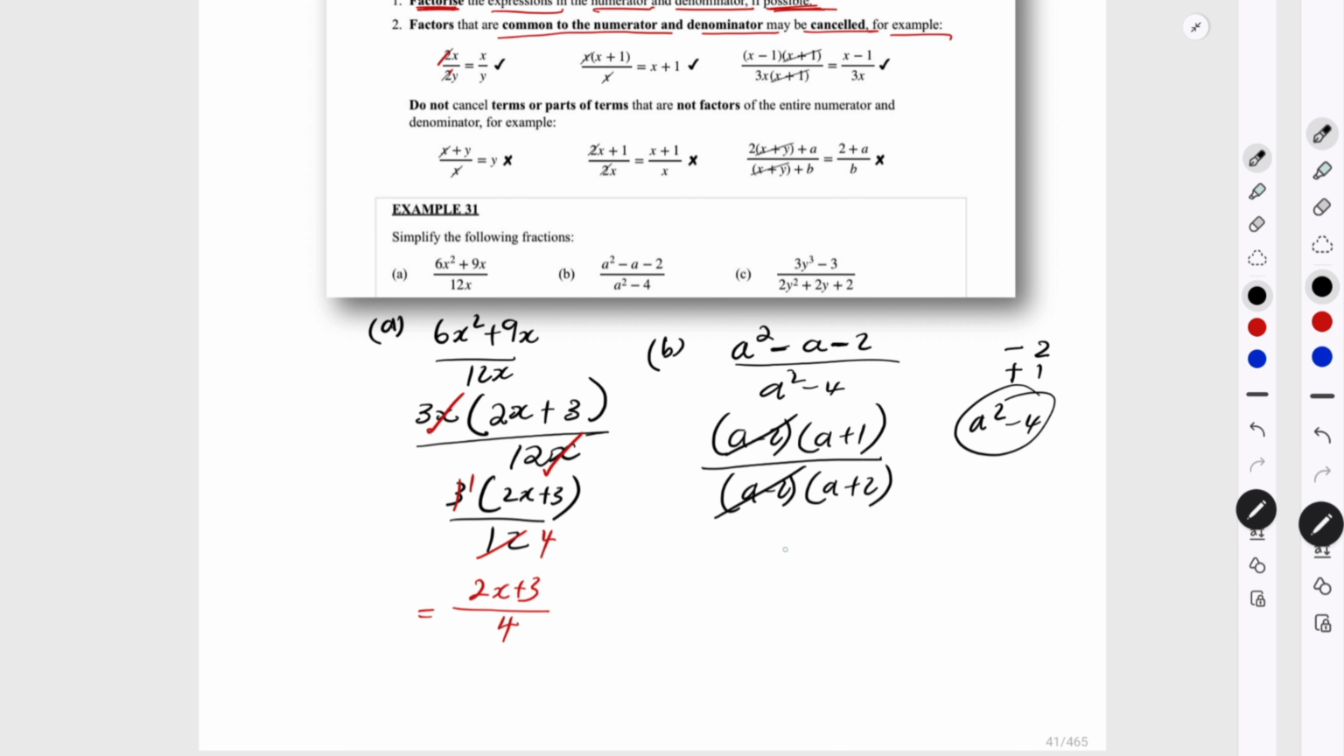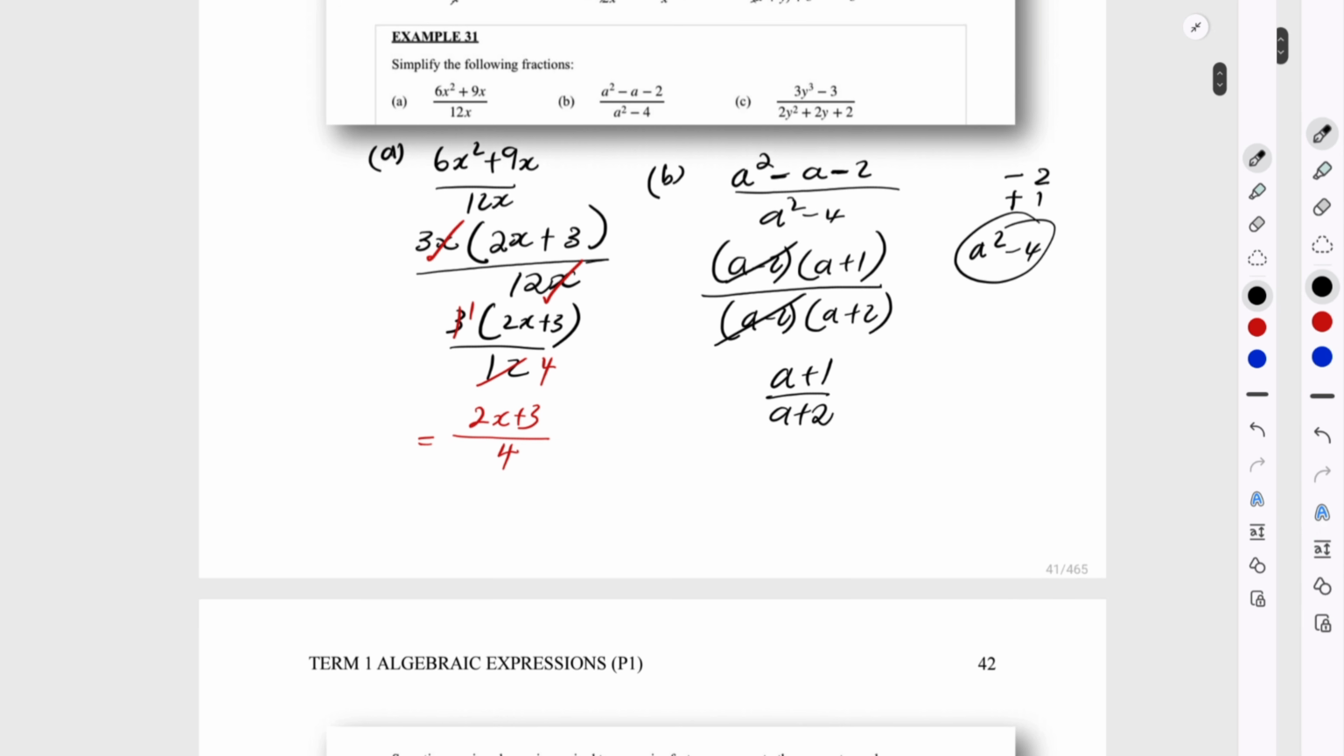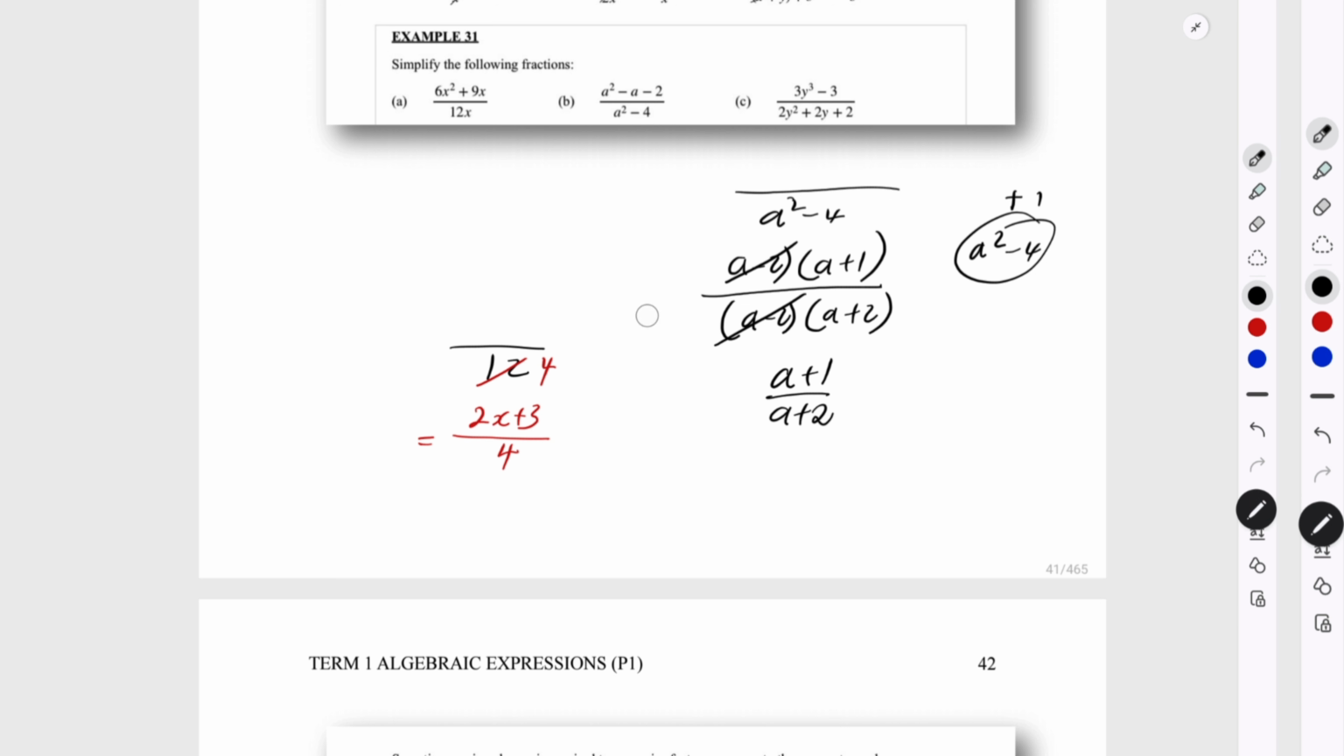This and this will cancel. My answer is a plus 1, a plus 2. Can I cancel this 2? Then have 1 over 2 as the answer? No, I cannot do that. That is illegal. So my answer will just be a plus 1 over a plus 2. Let's go to number C. You have that, right? So I'm going to rub this one off so that I do number C.